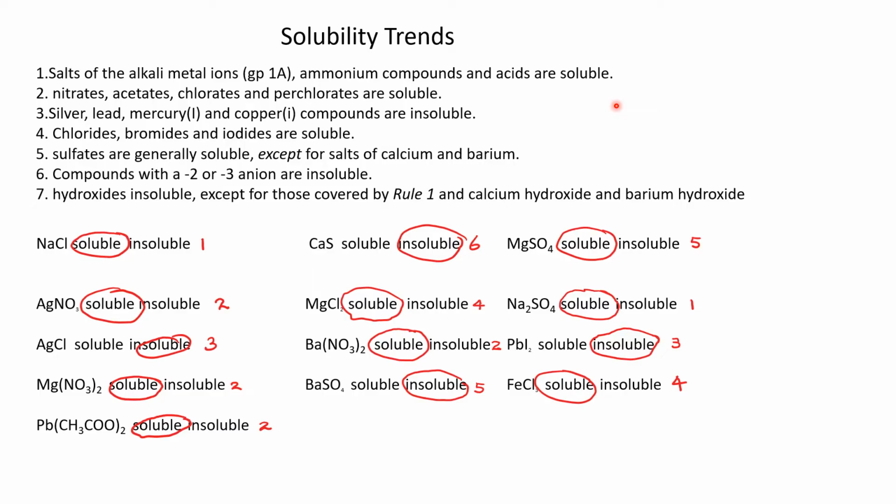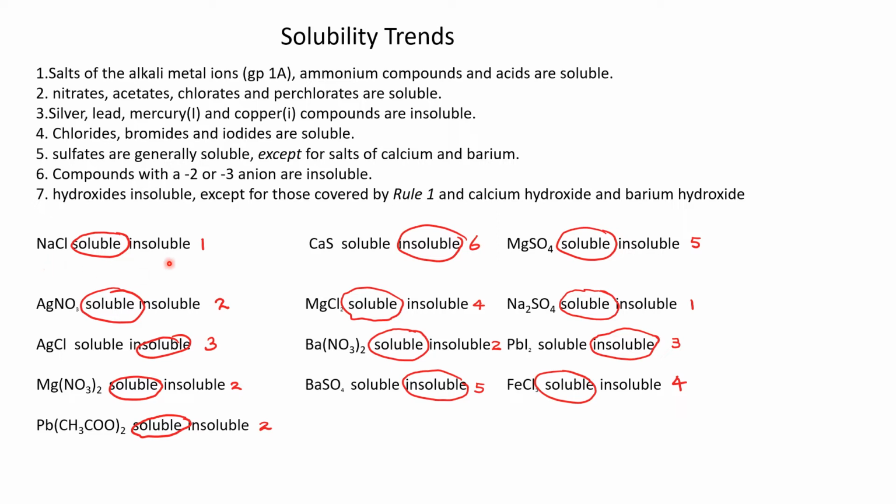When you write a chemical reaction, it is important to know whether the components are water soluble or not. These are the solubility trends we are going to use to predict whether these components are soluble in water or not. First, let's take sodium chloride.